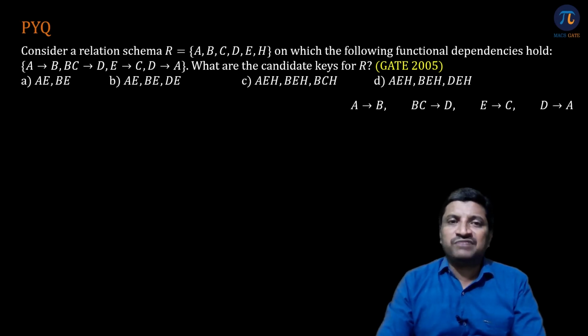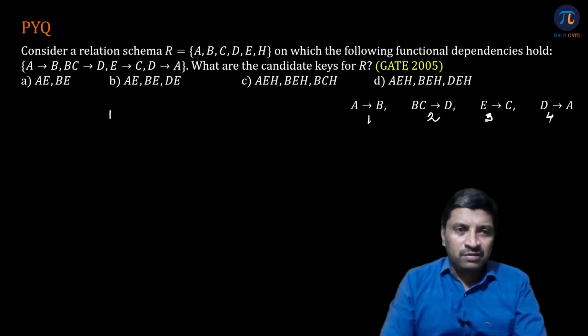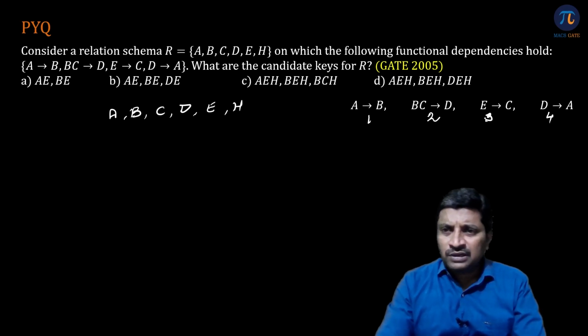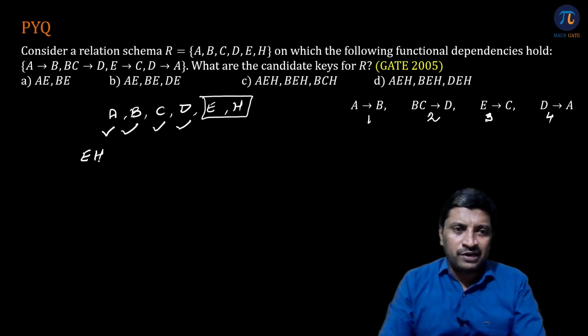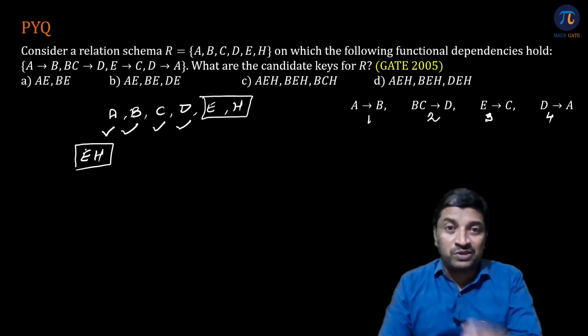So these are the functional dependencies we are having. Let us give numbering 1, 2, 3, 4. Fine. What are the attributes? A, B, C, D, E, H. A is present on right side of 4. B is present on right side of 1. C is present on right side of 3. D is present on right side of 2. E, H. These are not present on the right side of any functional dependency. So our candidate key must include these two. We may need some more attributes, but these two are mandatory.